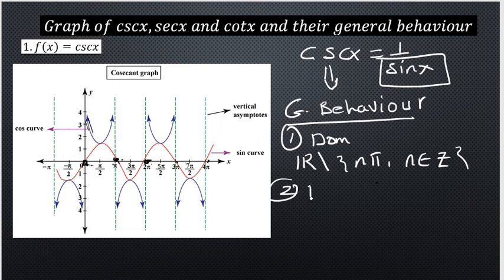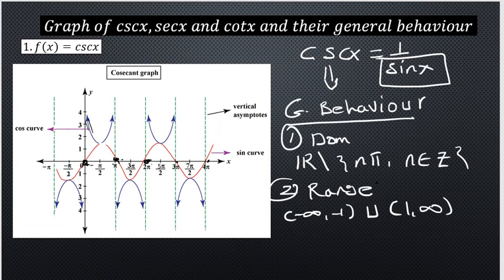The second point, range. When we are talking about range, the graph goes up and down without limit. But going up, it starts from 1, and going down, it starts from -1. So the range is from -infinity to -1, union from 1 to infinity. As I told you before, the upward parabola's vertex starts at 1, for all of them, when we are talking about the up part. When we are discussing the down part, it starts from -1 and moves down. So the range will be from -infinity to -1, union from 1 to infinity. Remember the range of cosecant.